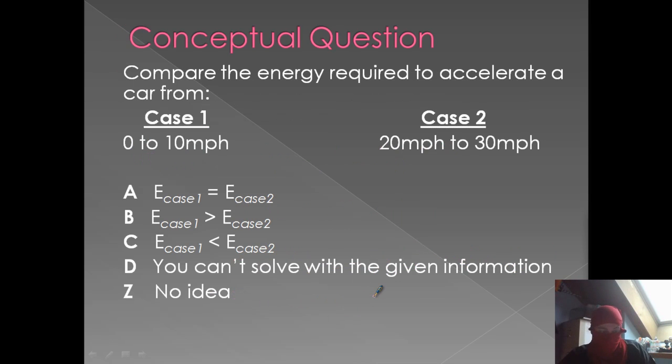And here's a little conceptual question for you. So we're going to compare the energy required to accelerate a car from 0 to 10 miles per hour and from 20 to 30 miles per hour. Which case do you think is going to be bigger? You think they're going to be equal to each other? You think this one is going to be bigger than this one, or this one bigger than this one? Or do you think we can't solve it? So think about it real quick. Your speed's still changing by 10 miles per hour in both cases. So is it going to matter?